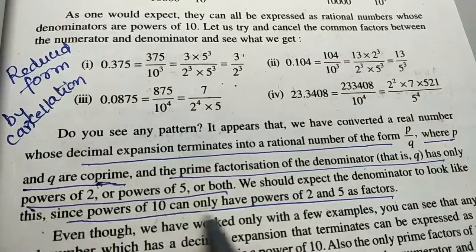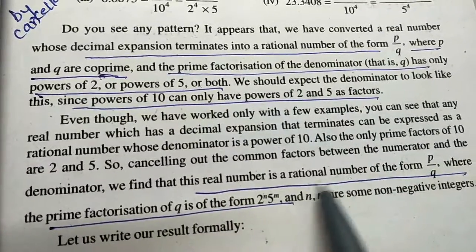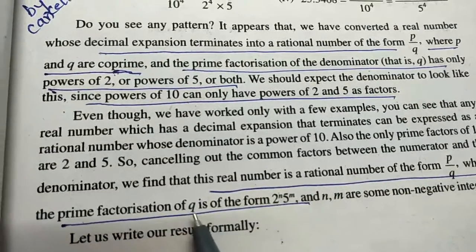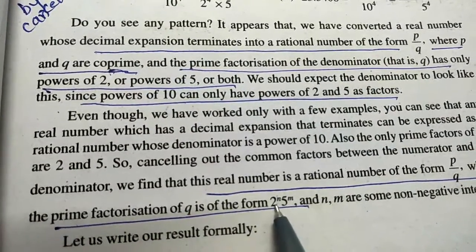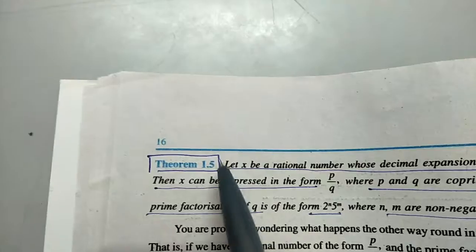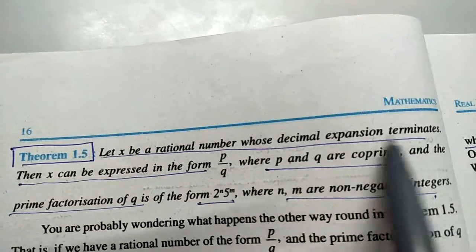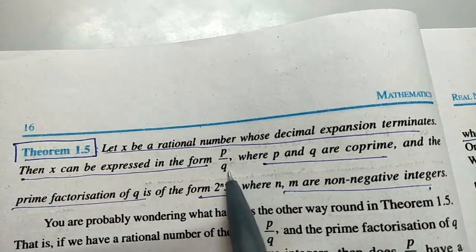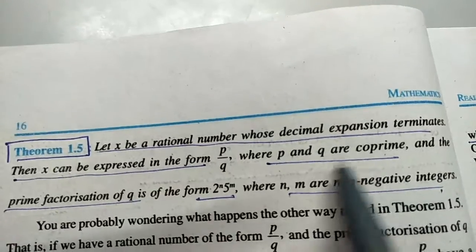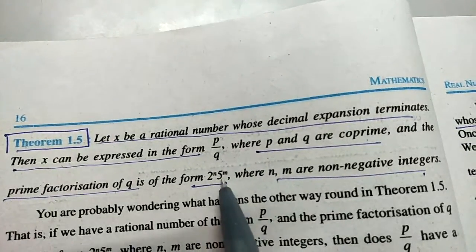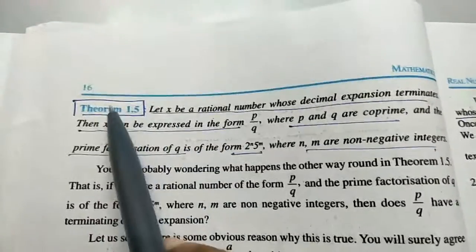Since the power of 10 can only have powers of 2 and 5 as the factor. So the real number is a rational number which can be expressed in P upon Q form, and the prime factorization of Q, that is the denominator, will be in the form of 2 raised to n and 5 raised to m. So just turn the page. We have got theorem 1.5. That theorem 1.5 says that a rational number whose decimal expansion terminates can be expressed in the form of P and Q, where P, Q are co-prime, and Q by prime factorization is expressed in the form of 2 raised to n and 5 raised to m. That is your theorem 1.5.